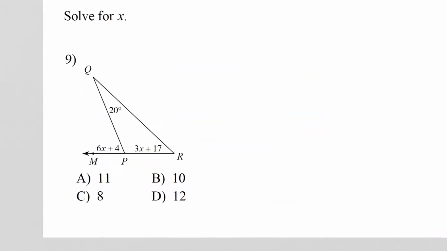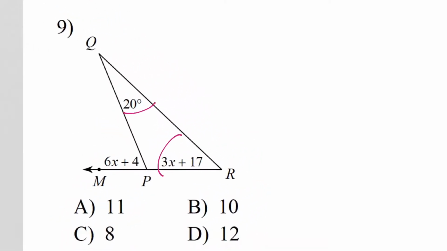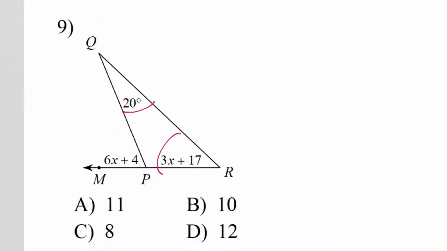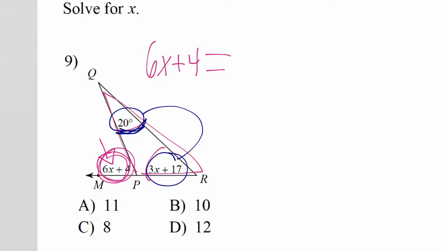Question 9 on your final. This one's a tricky one, but these are called remote interior angles. And remote interior angles have a sum of the exterior angle, which would be 6x plus 4. So 6x plus 4, the one on the outside of the triangle, is equal to the sum of the two remote. So these two here are called remote interior angles.